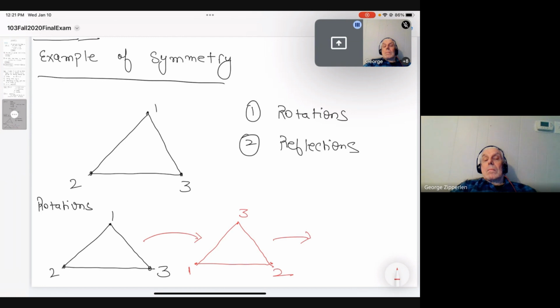Now I can do this again, right? I can do this thing again. So apply the same rotation again. What will happen? So what was 3 will become 2, 1 will become 3, and this 2 will go to 1. And now what happens if I apply this rotation again?